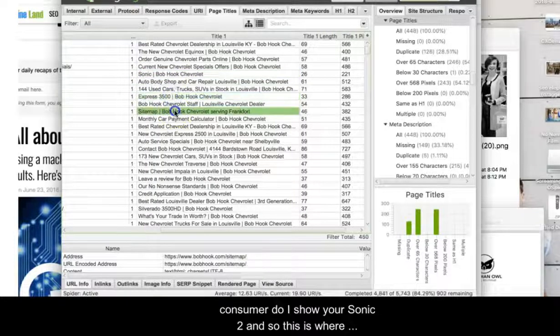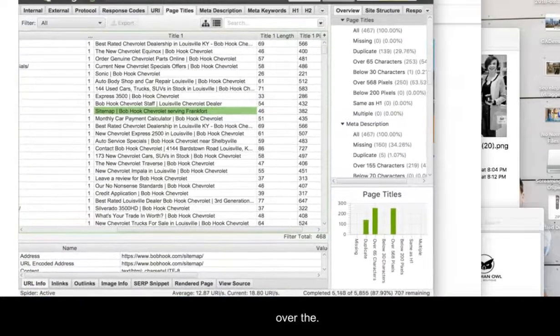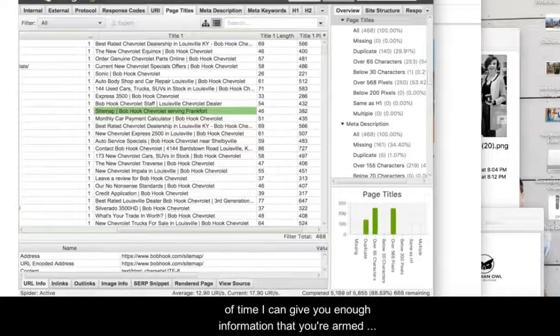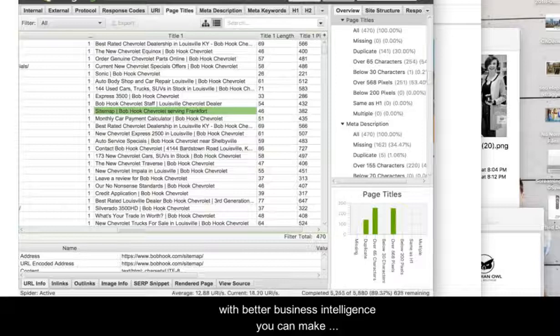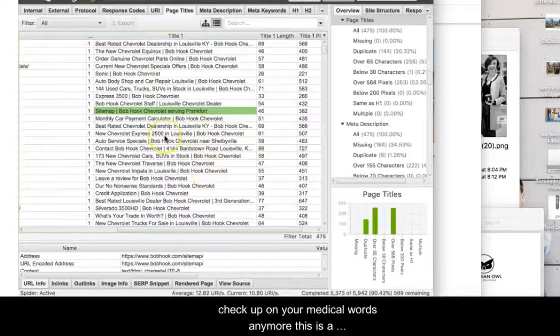And so this is where the periodic table of elements really comes into play. And it's certainly not something you can learn over a 7-week period of time. But I'm hopeful that over this period of time, I can give you enough information that you're armed with better business intelligence. You can make better business decisions because you understand that it's not just about a couple hour or a 3-month checkup on your meta keywords anymore. This is an actively learning machine.